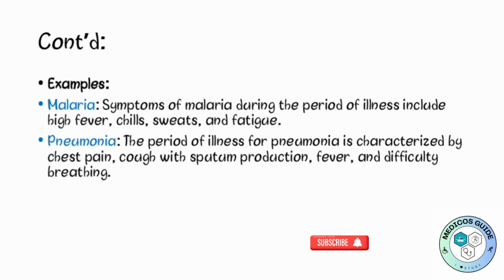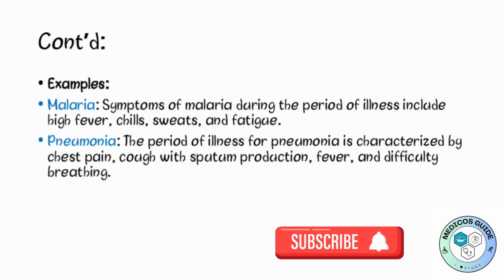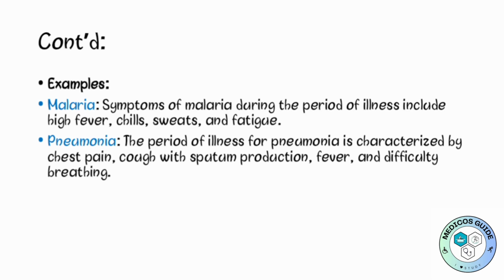Now let's discuss examples. Symptoms of malaria during the period of illness include high fever, chills, sweats, and fatigue, while the period of illness for pneumonia is characterized by chest pain, cough with sputum production, fever, and difficulty breathing.